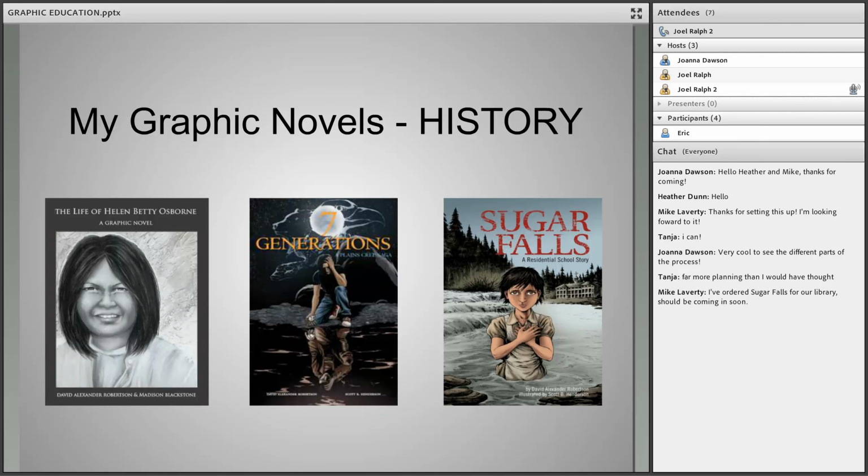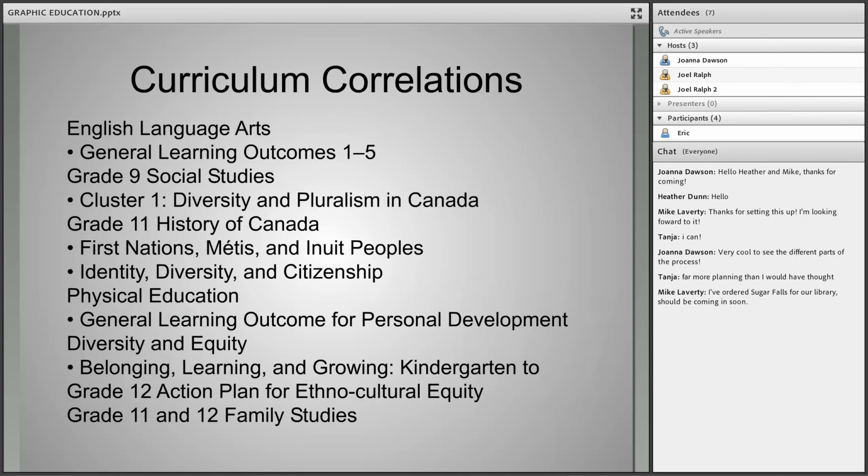What does that mean? What does that look like? And again, the broader topic of what is history's impact on us today, and how does learning about history help us move forward to tomorrow? Sugar Falls is, again, a more in-depth look at the residential school system.